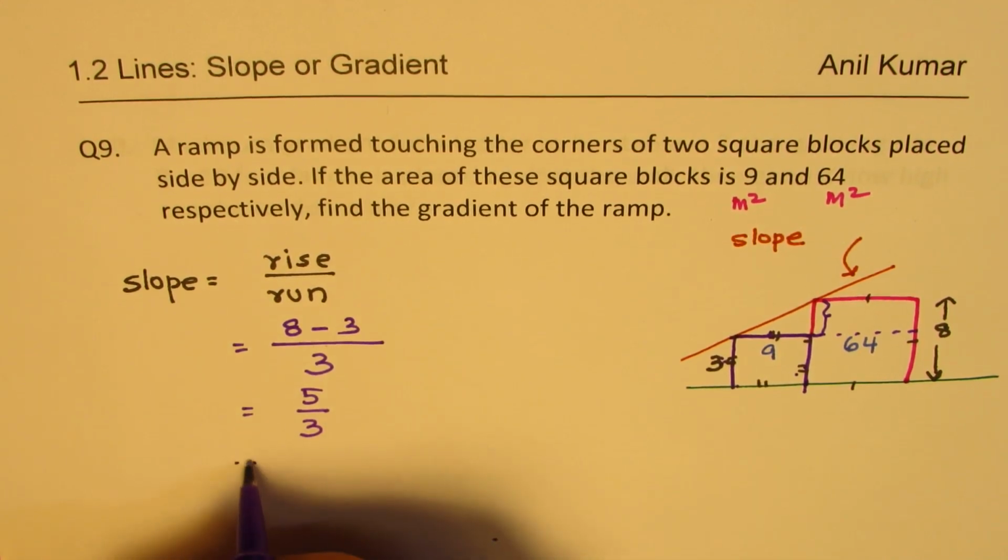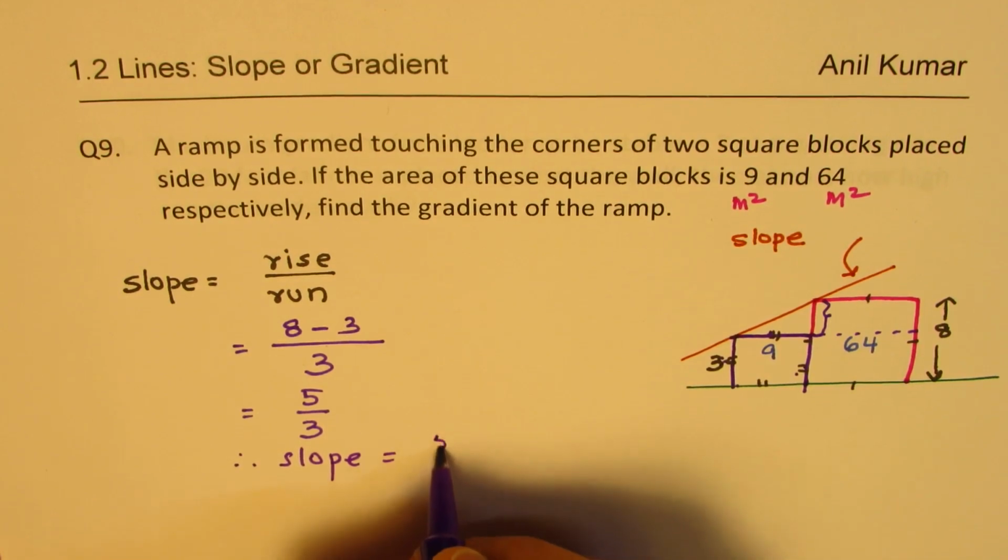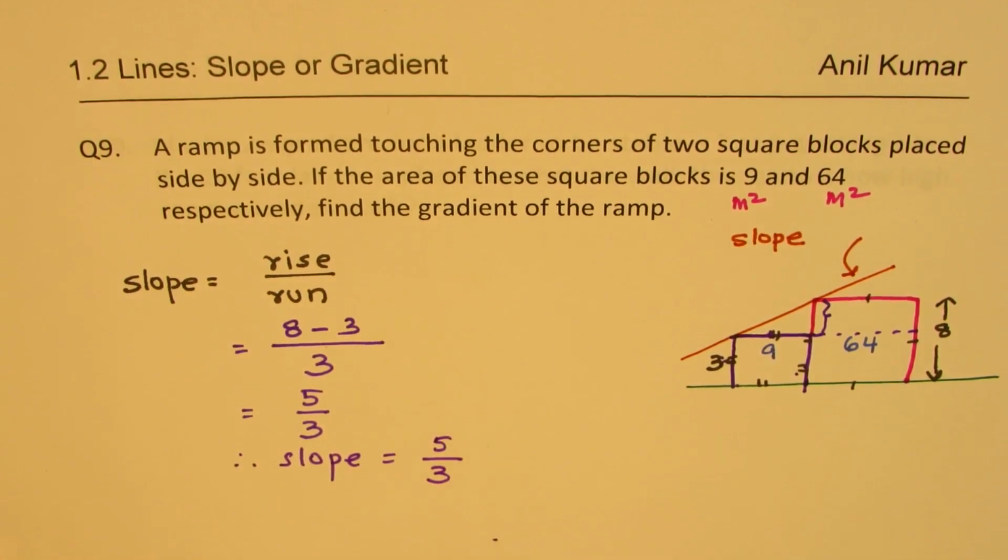So the slope is equal to 5 over 3. Is that clear to you? So that is how we are going to solve this question. I hope that makes sense.